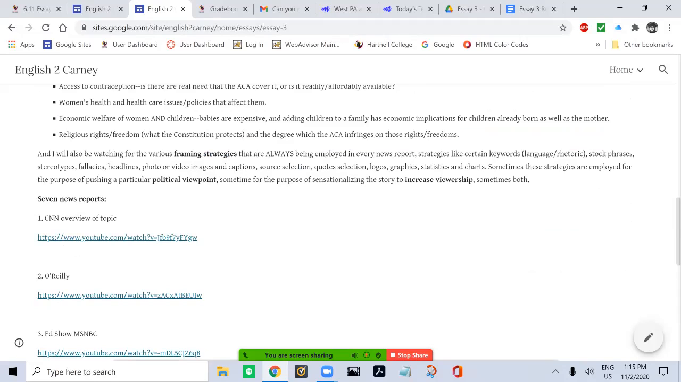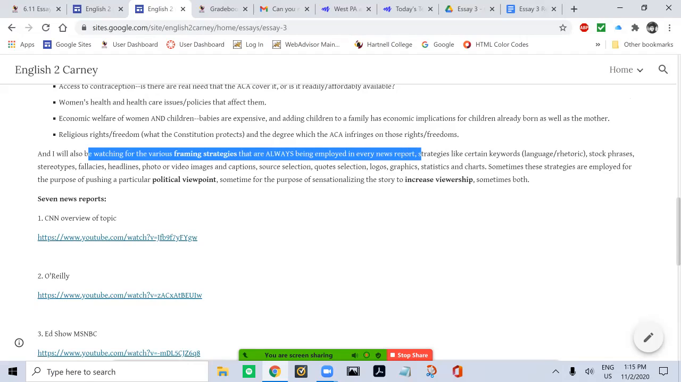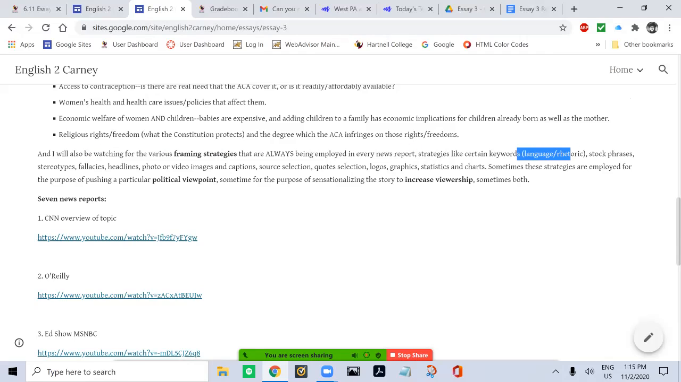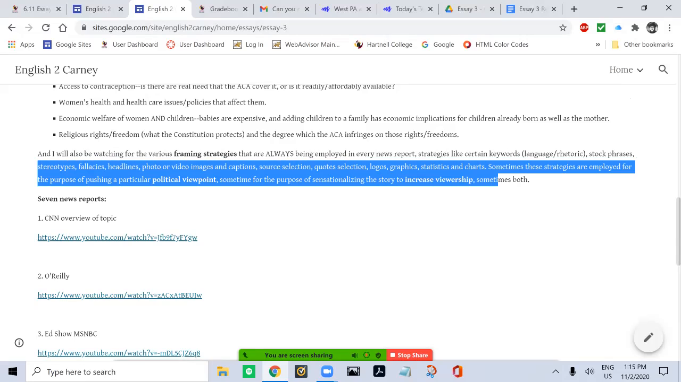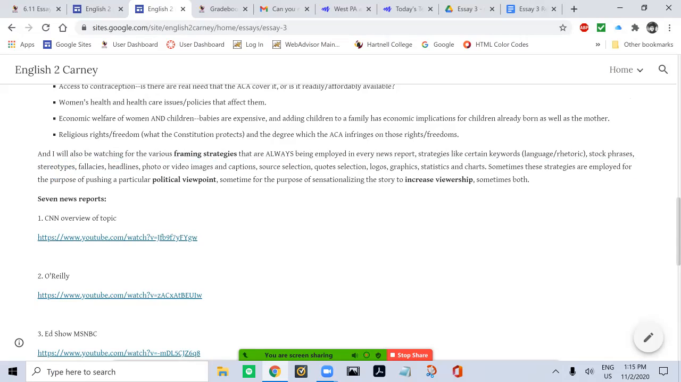All right, and I'm going to be watching for the framing strategies that are always being employed in every news report. Every news report uses framing strategies. They have to, okay? They have to. Certain keywords, language, we looked at that in the learning to recognize political viewpoints exercise. Stock phrases, stereotypes, fallacies, headlines, all of these things we've been talking about, right? And then what purpose? Is it sensationalizing the story to increase viewership? Or are they trying to push a political viewpoint, or both?